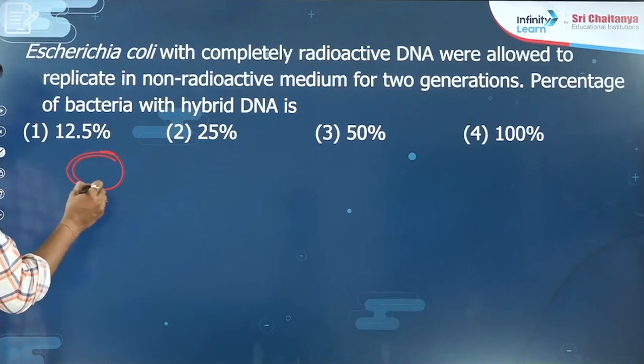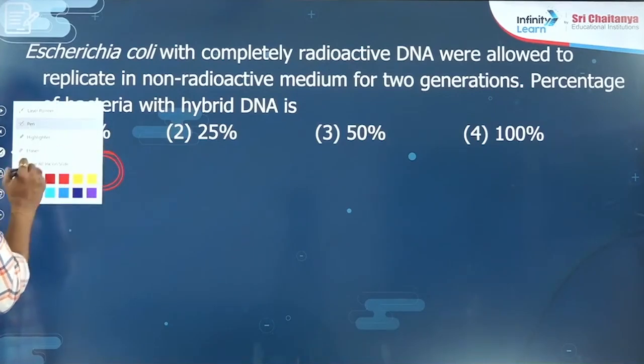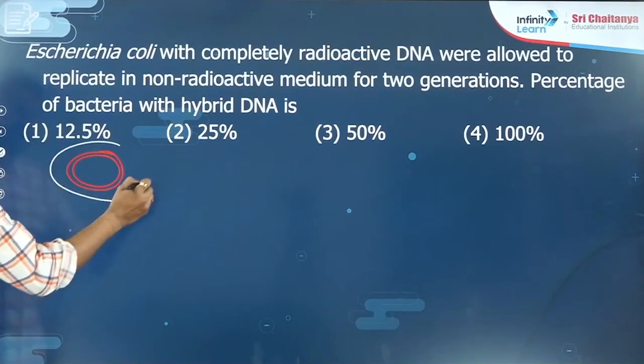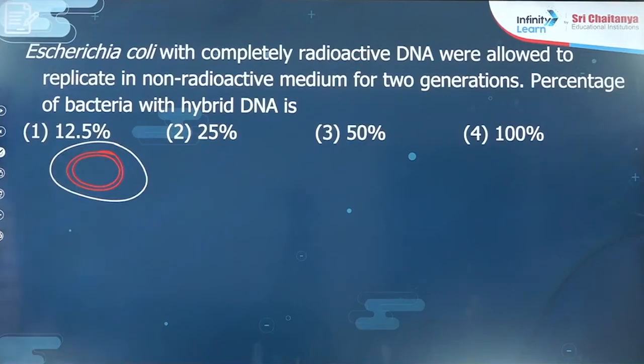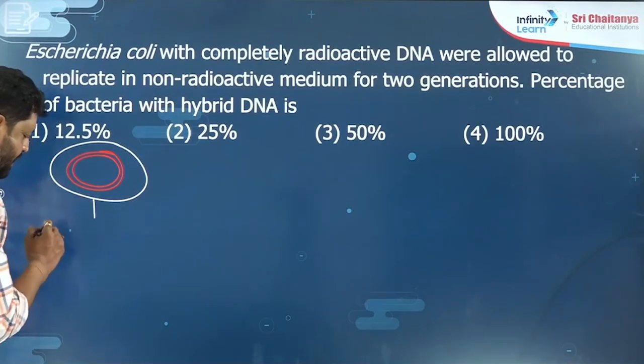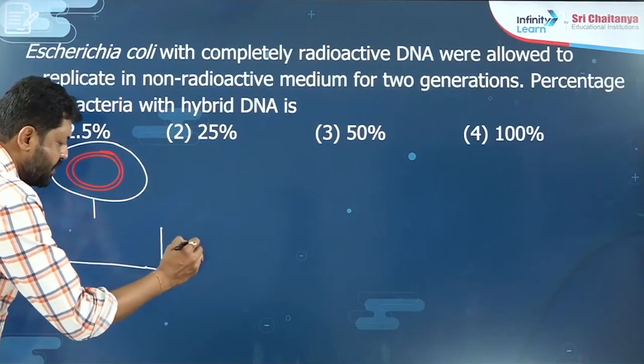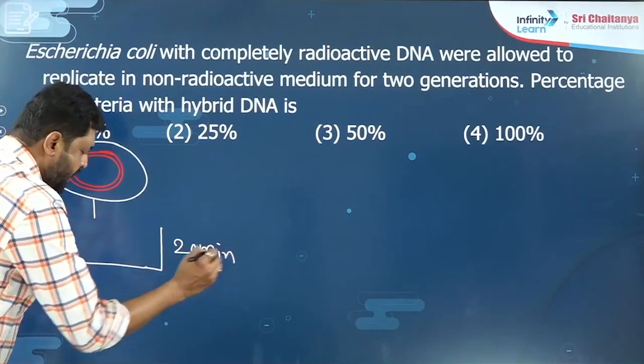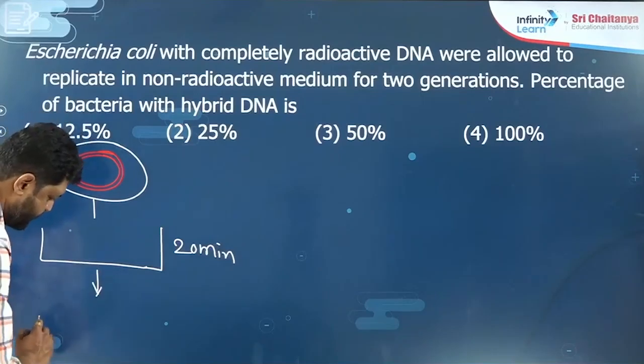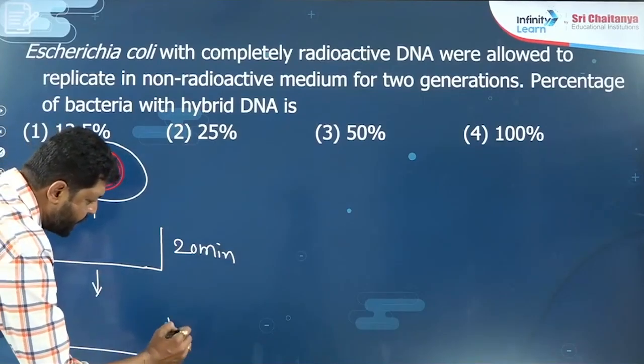This is the DNA of the bacteria, which is already radio labeled. Now this is allowed to culture for 2 generations. For one generation 20 minutes and another generation another 20 minutes of time will take.